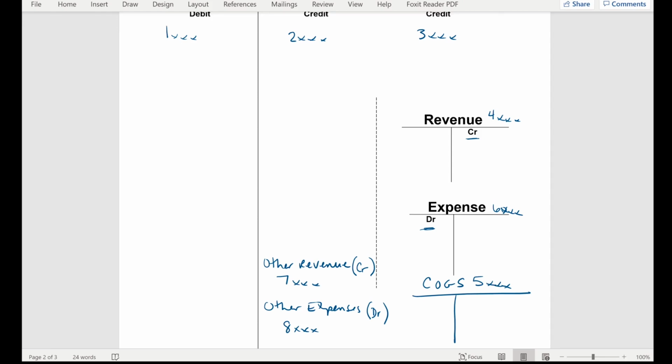You do have contra accounts. And accumulated depreciation is one of those. It's an asset account, but it has a credit balance.